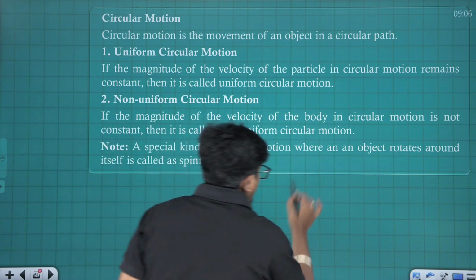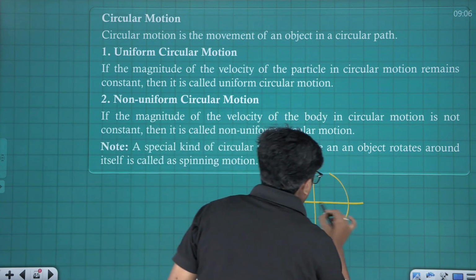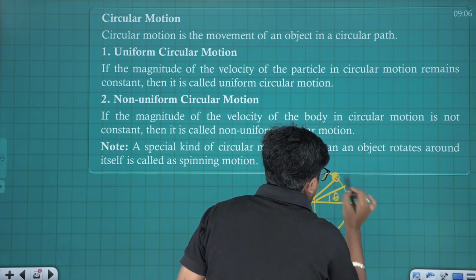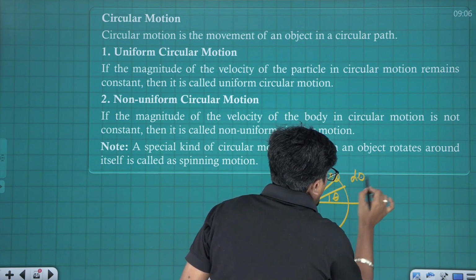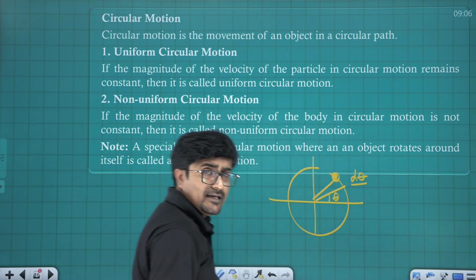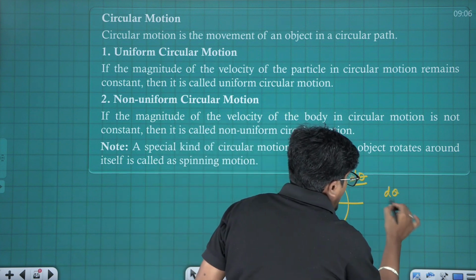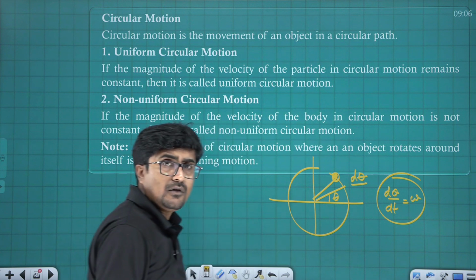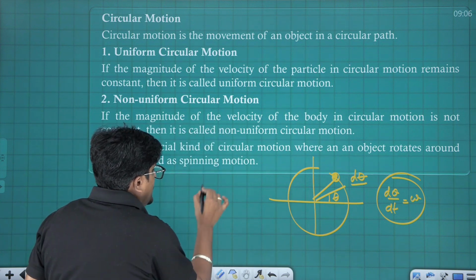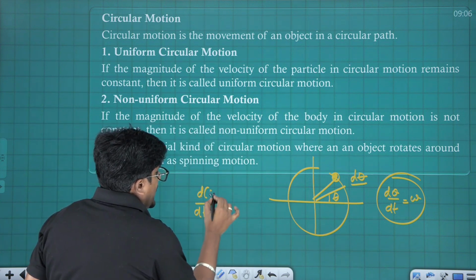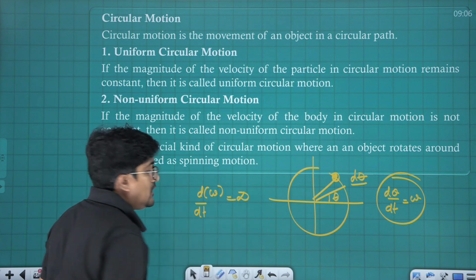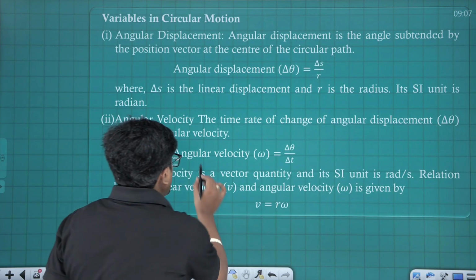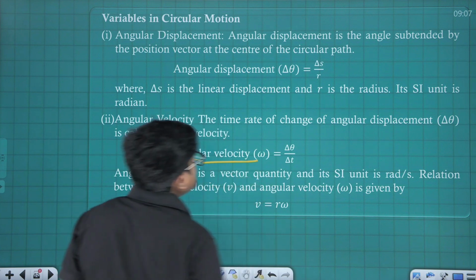Okay, the next one is circular motion. If a body has an angular displacement, say theta, and after a time interval dt it goes through an angular displacement of d theta, then d theta by dt we call the angular speed. And d by dt of omega is what we call the angular acceleration, isn't it?